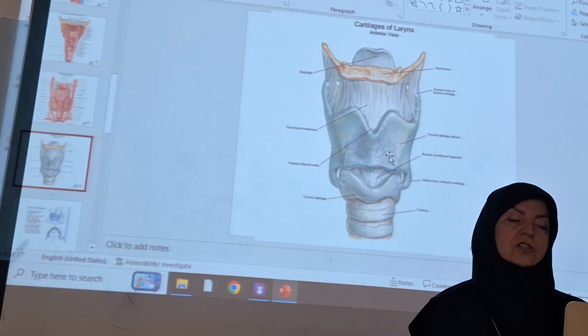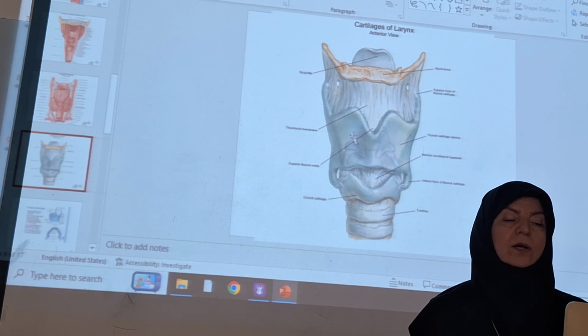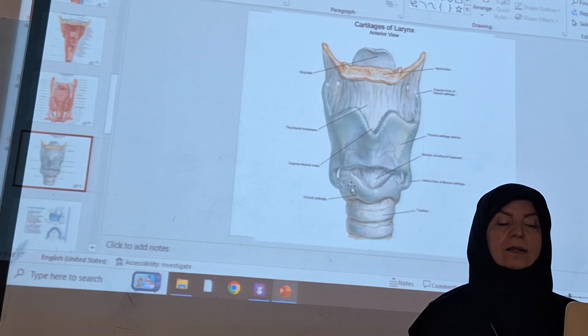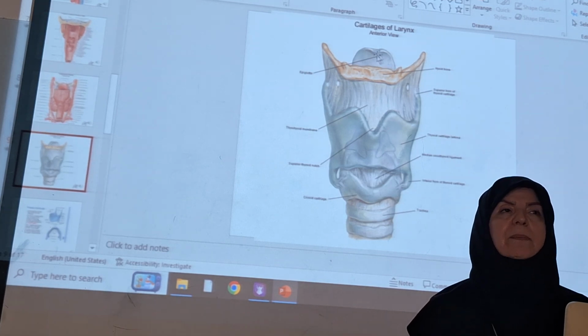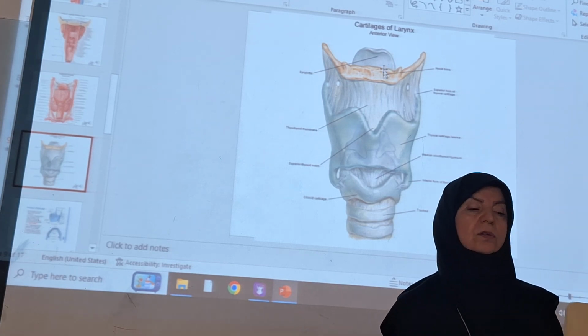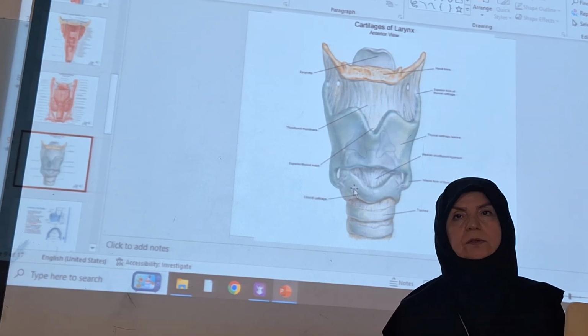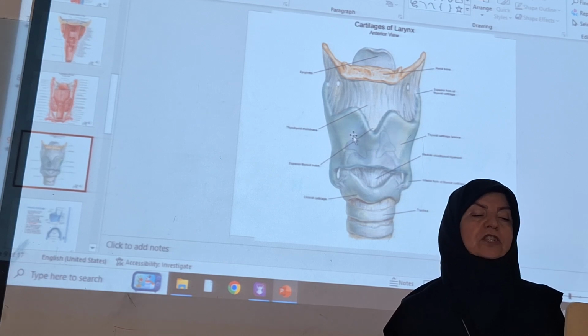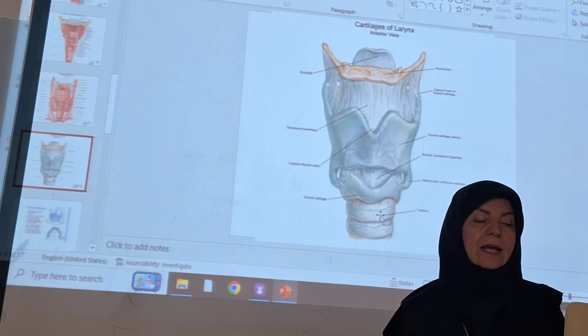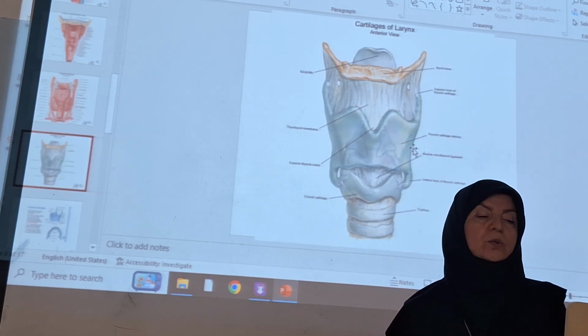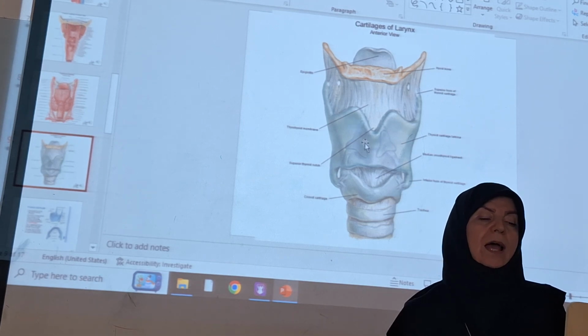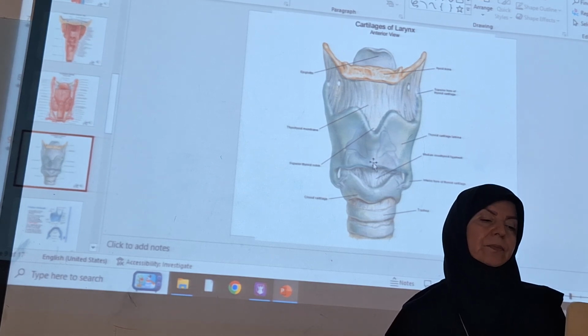About the single cartilages, the largest one is the thyroid cartilage. Another single cartilage is the cricoid cartilage. And another single cartilage is the epiglottis. Epiglottis, thyroid, cricoid. This thyroid cartilage is the largest cartilage in the larynx. The thyroid cartilage, as I explained for you, consists of 2 laminae anteriorly fused to each other and makes the Adam's apple or laryngeal prominence.